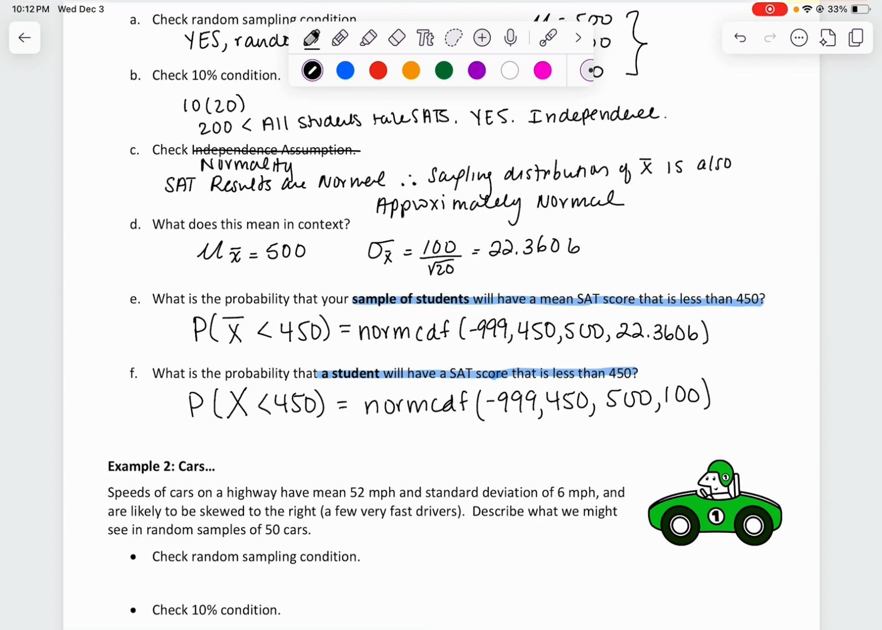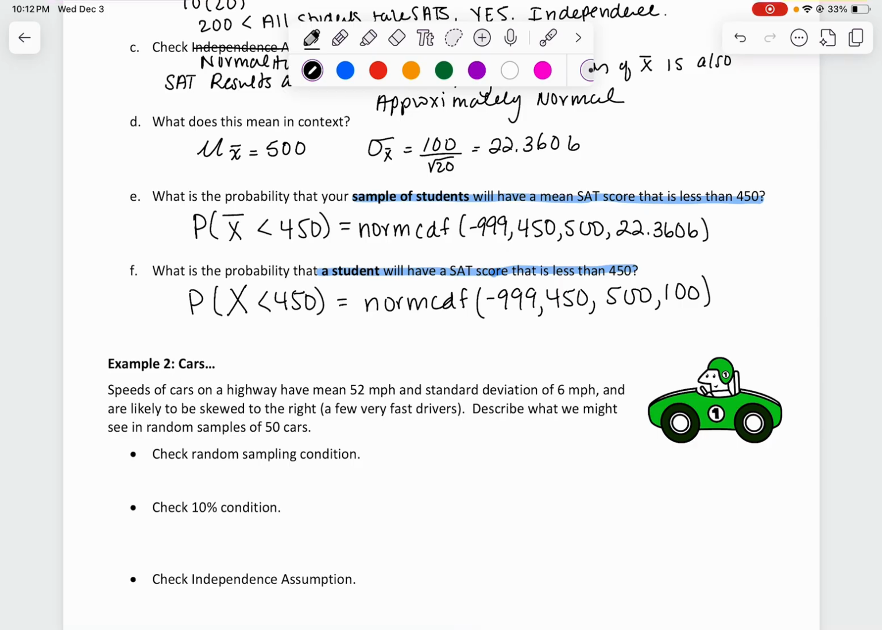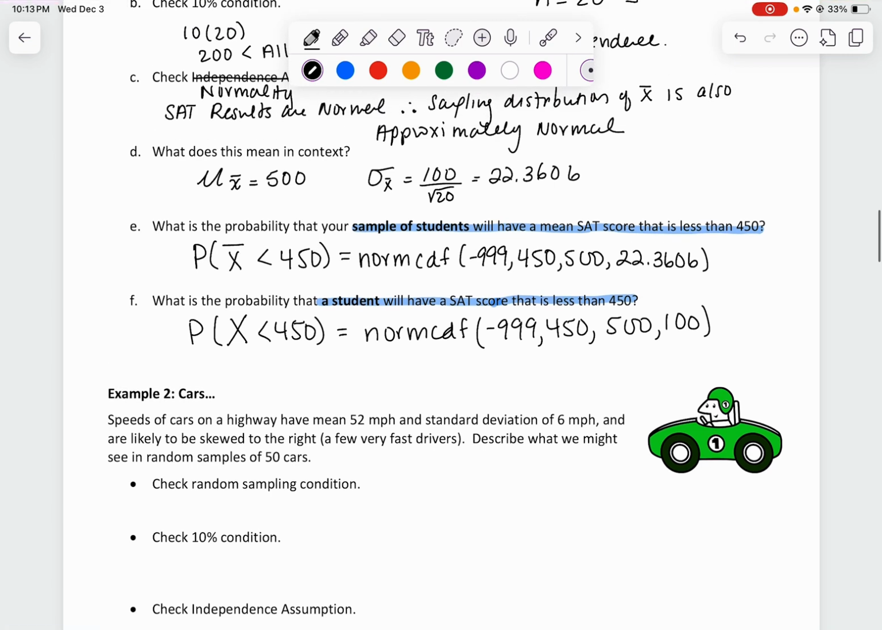Okay. Now take a look at the second question here. It says speeds of cars on a highway have a mean of 52 miles per hour and a standard deviation of 6 miles per hour. And they're likely to be skewed to the right for very few fast drivers. So if you start going through, you do have a random sample, fine. Random sample of 50 cars. Yeah, okay, 10% condition. But how do you check normality? This is saying that the population is skewed to the right.